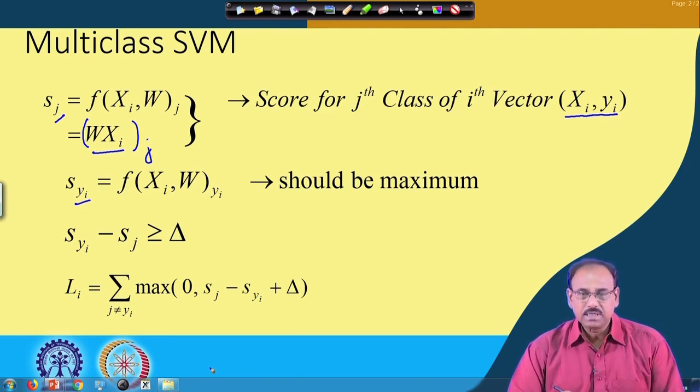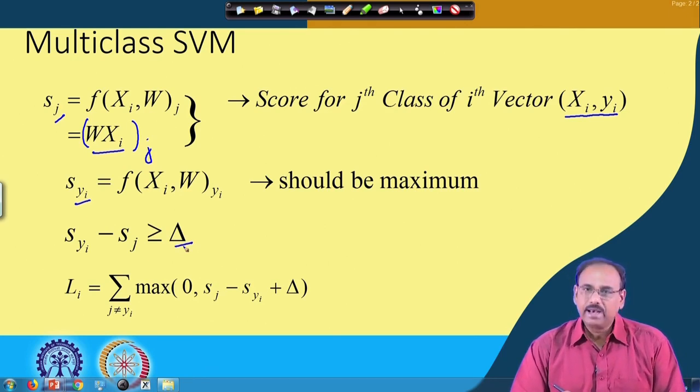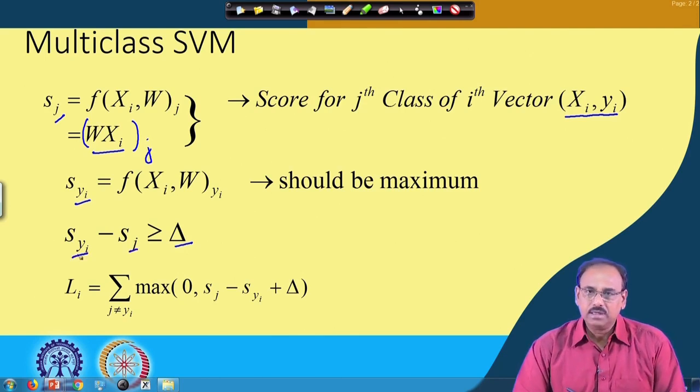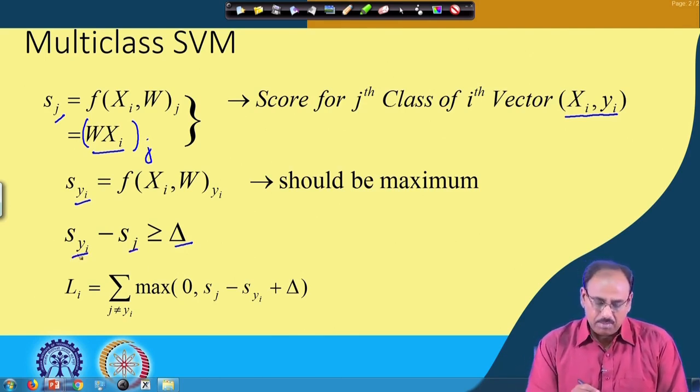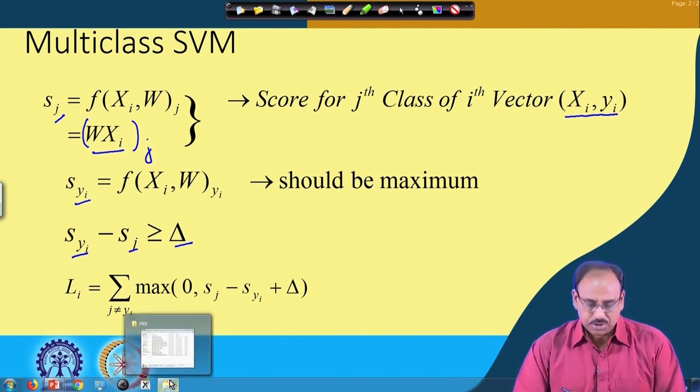And we are not only satisfied with the score function to be maximum, we also want that the score function should be more than the score function of other classes by at least a threshold delta. That means, taking any other class s j, the score function of the class y i, s of y i, must be greater than s j, where j is any other category other than y i. So, this difference must be greater than some threshold delta.